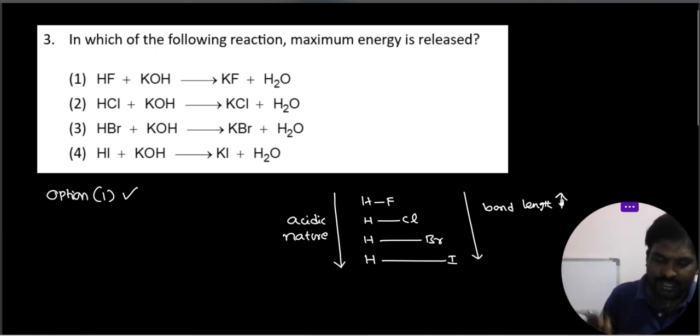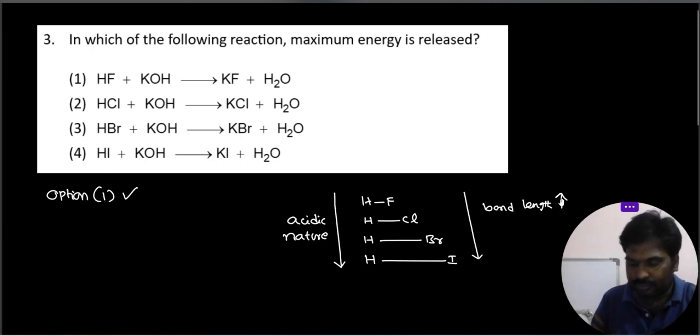That's why HI plus KOH giving KI plus water, in this reaction, a greater amount of neutralization energy is released. No doubt at all, that is right. But here the question asks for maximum energy, not enthalpy of neutralization, not neutralization energy. Here it is the total maximum energy released in which reaction. So option 1 is the right answer.